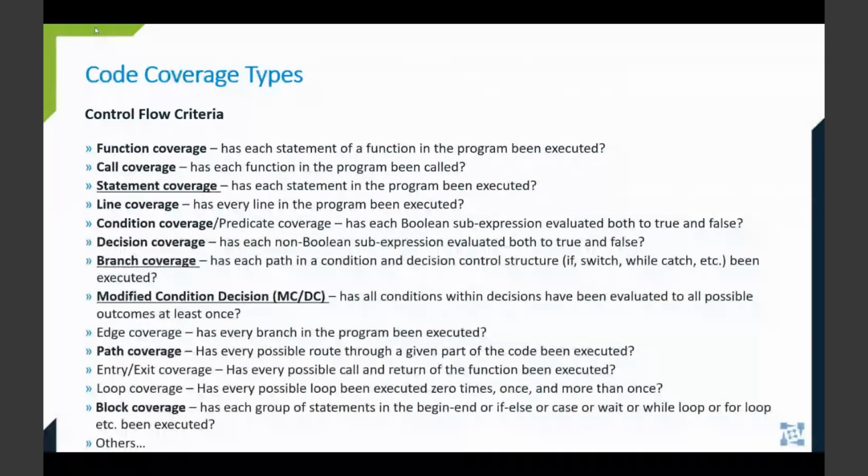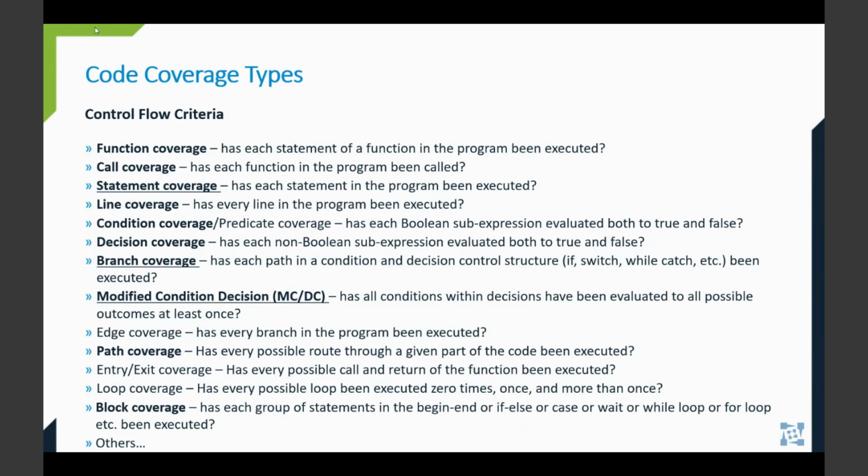To quickly reiterate on how coverage happens, as the application executes due to test cases, the instrumentation can be set up to evaluate various control flow criteria. At the top, we have function coverage. It answers the question, has each function or unit in the program been executed? The next type, call coverage, determines if each function in a program has been called. Function and call coverage may sound similar, but they do different things.